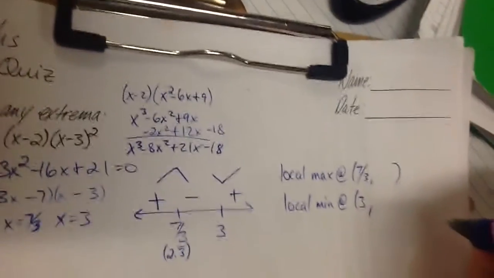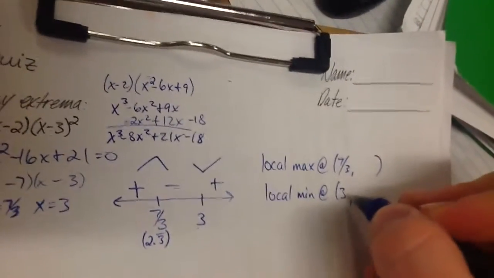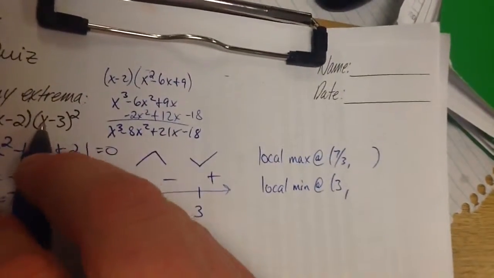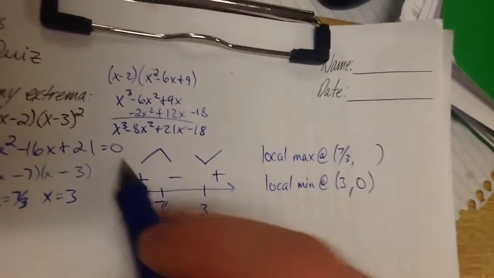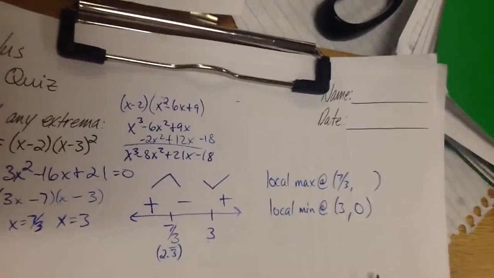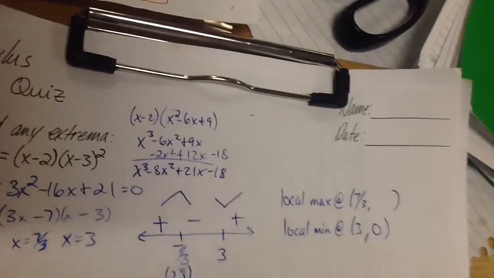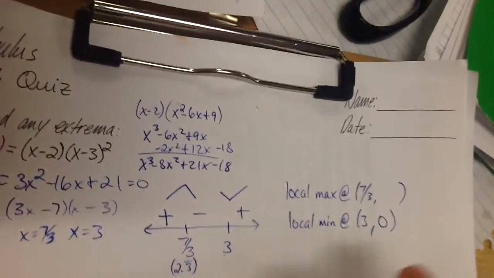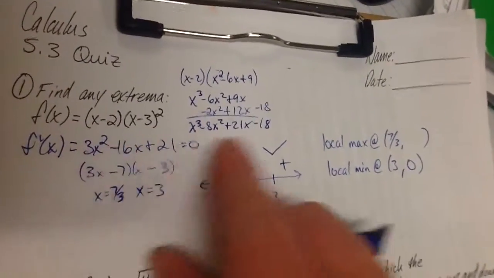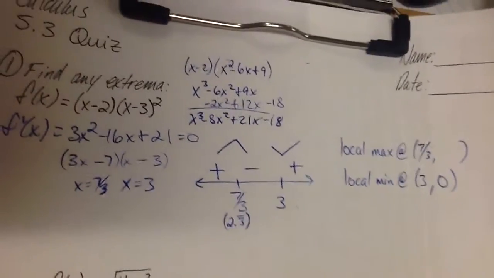I guess we can get the other ones. Well, 3 is easy. Plug 3 into the original, you're going to get 0. That's nice. Plug 7/3 into the original. Not so fun. You guys can plug and chug. I don't want to waste YouTube bandwidth sitting there plugging in 7/3 and doing fractions to get the answer. If you really want to know, you can do it tomorrow or something. But that's it. So you'd be done.